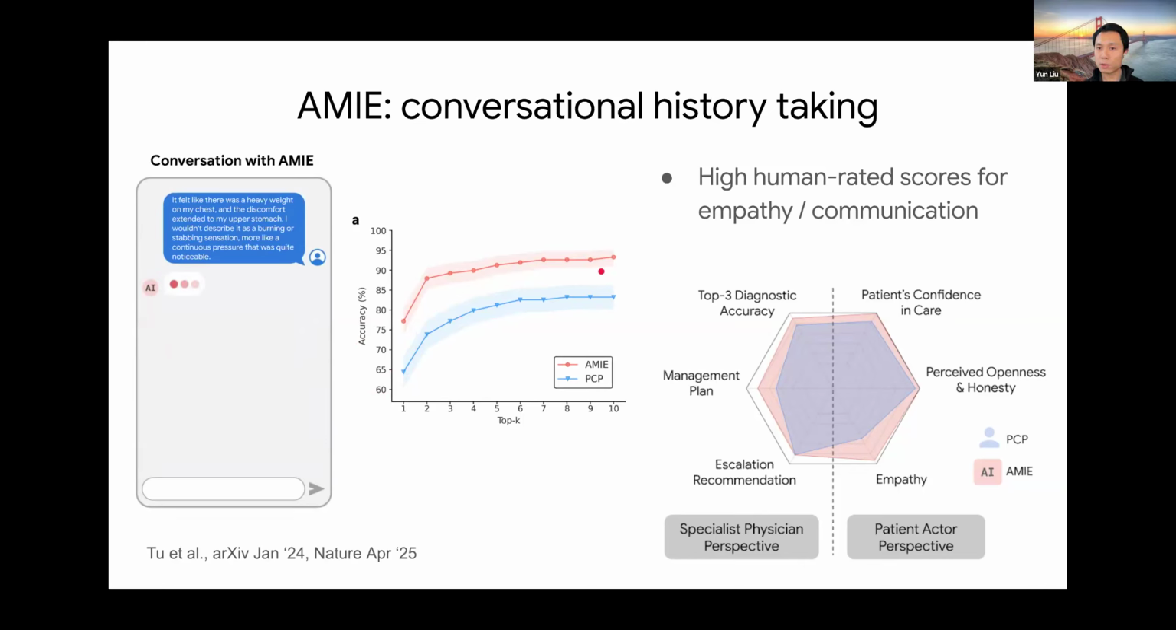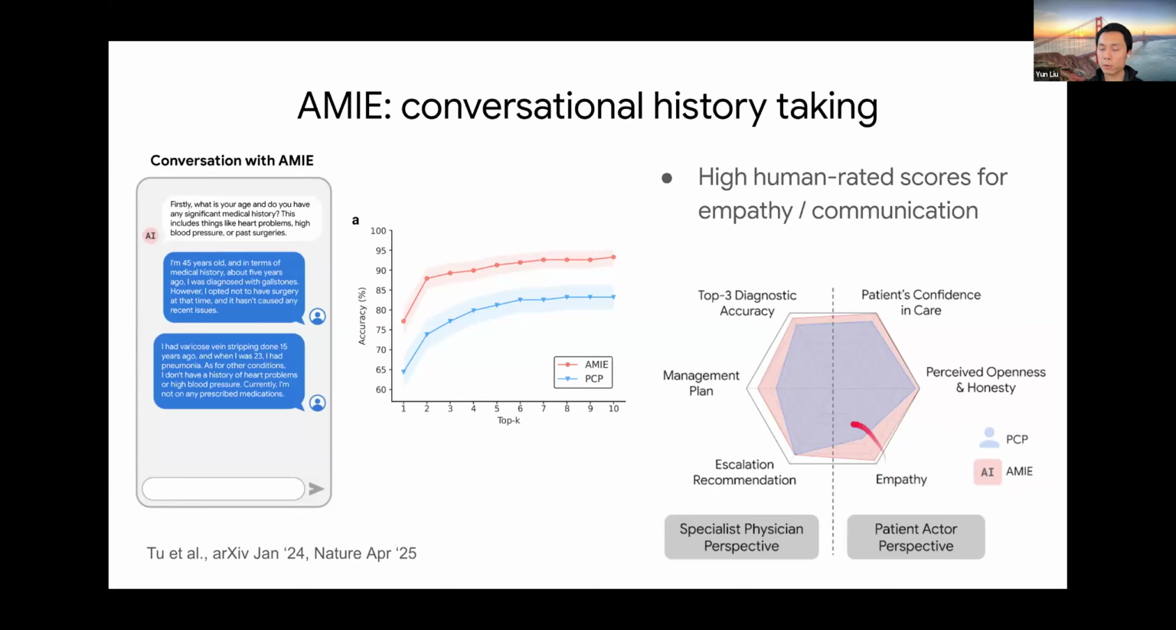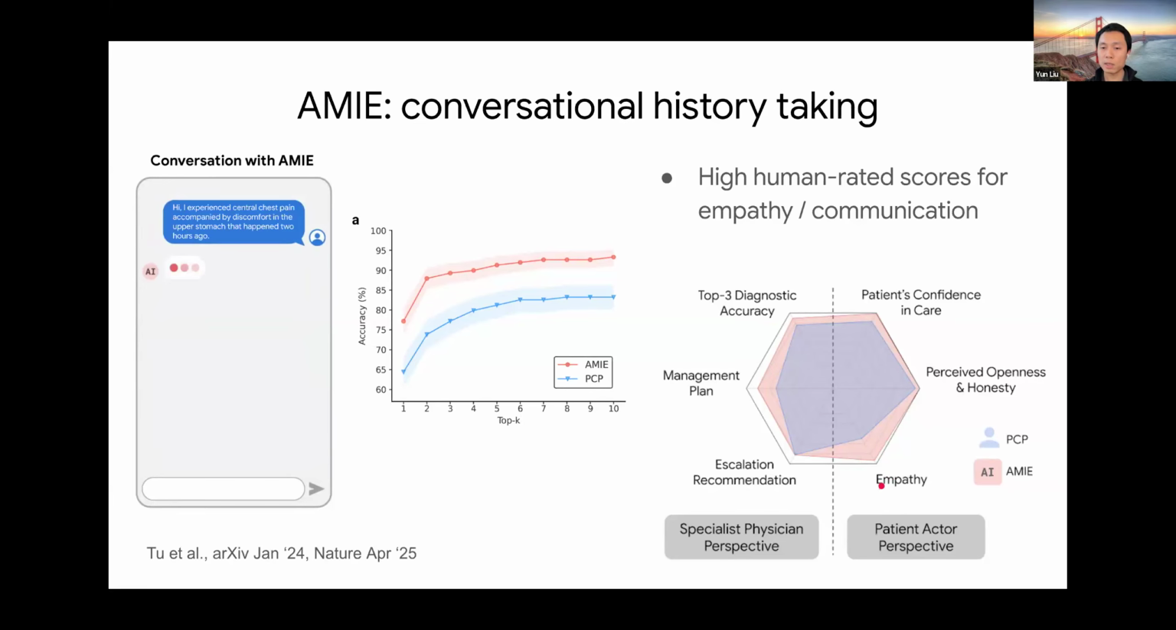The other thing that jumps out in terms of results is that we saw pretty high patient actor rated scores for empathy and communication. And that's on this plot here, this particular axis. This is where you see one of the bigger gaps. And probably the reason for this gap is because when an AI chatbot is presenting its outputs, it doesn't get tired. So it's able to present results in a really nice way and sometimes a longer response. And this is correlated with, I guess, perceived empathy.